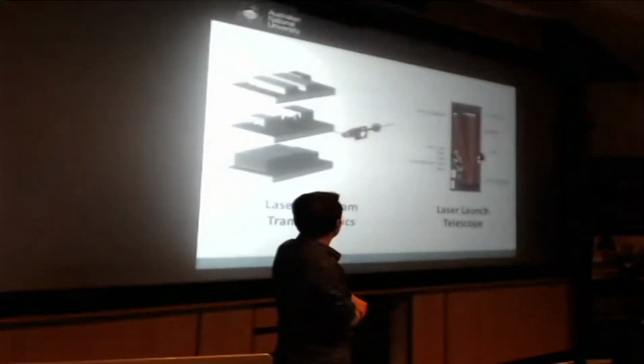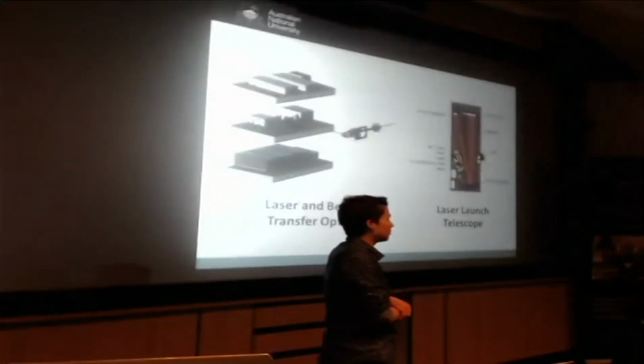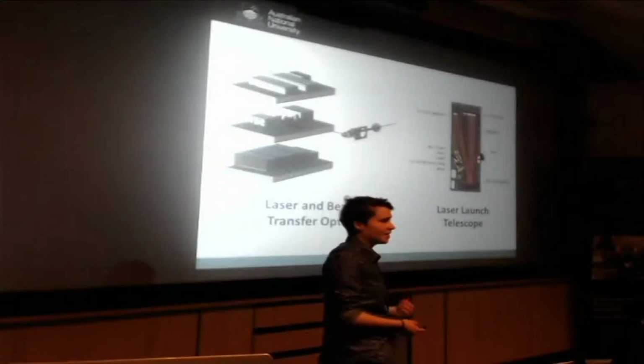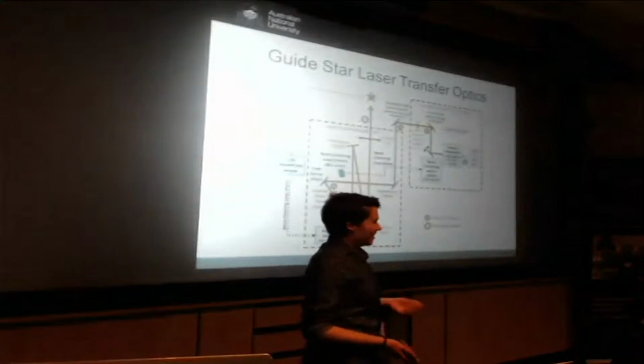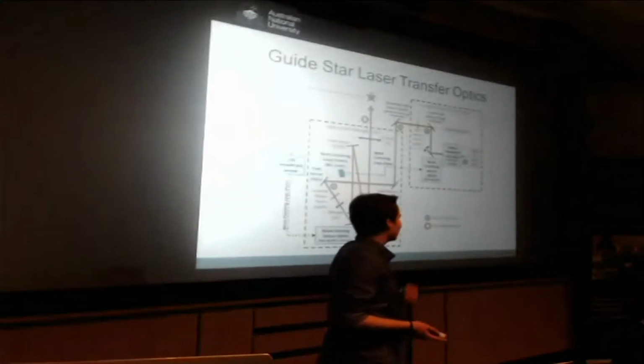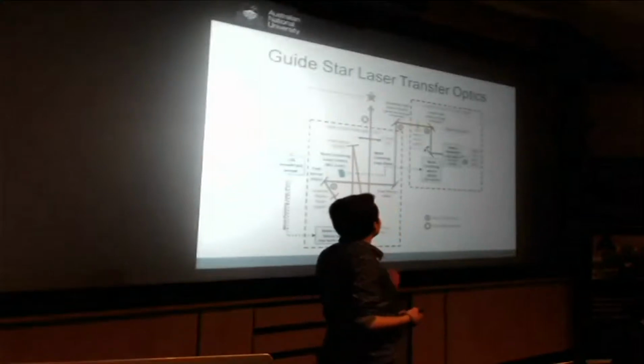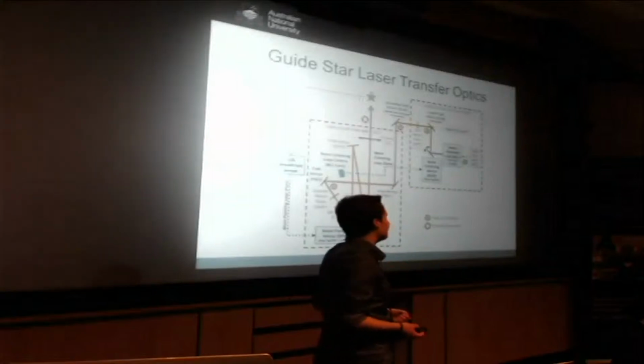So this is a close-up of the laser and beam transfer optics, and this is the laser launch telescope, which is used to aim the laser guide star into the correct part of the sky. So this very complex looking diagram is a diagram of the transfer optics which are used to aim and focus the guide star laser beam.